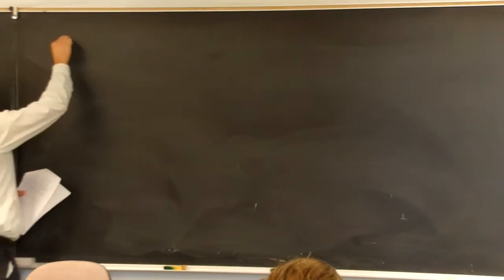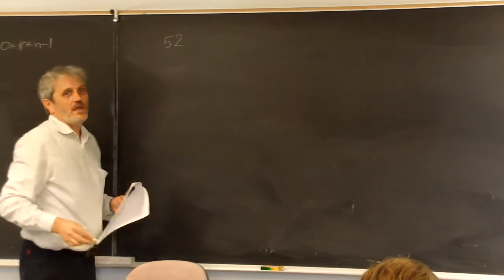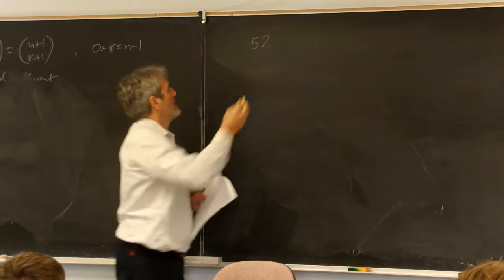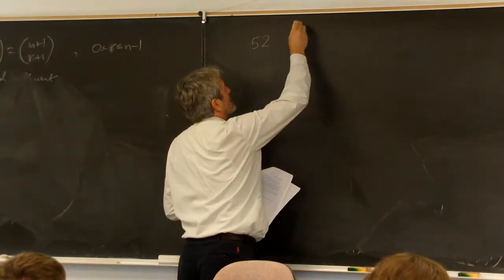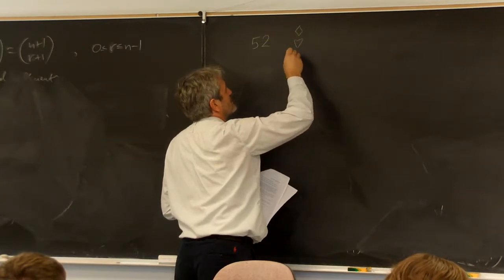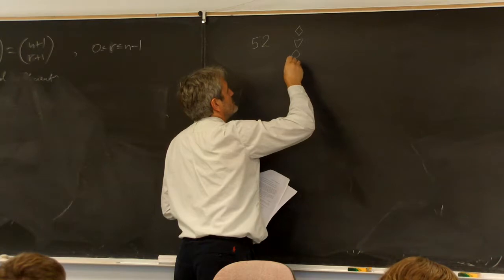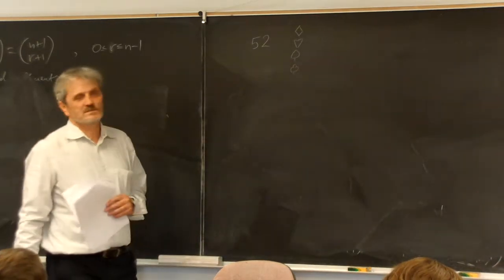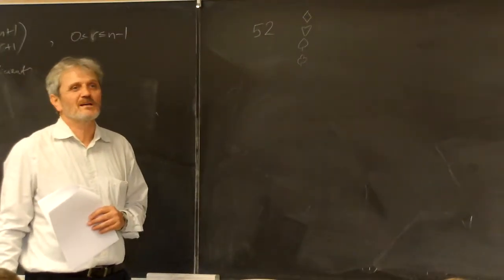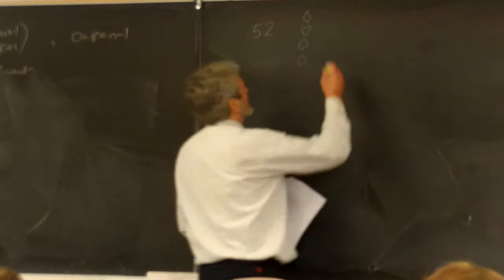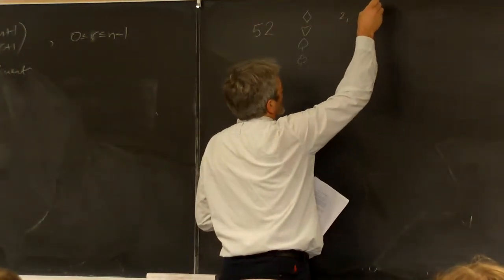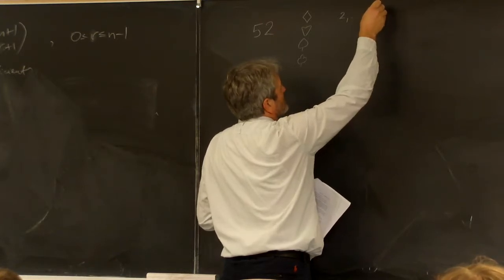So there are 52 cards. And those 52 cards are organized in 4 suits. They are diamond, heart, spade, and club. These are the 4 suits. And in each of them we have 13 values. Some of them are numbers, some of them are faces. So the numbers are 2 through 10. Then there's ace. Some people think of it as 11, but it doesn't matter.